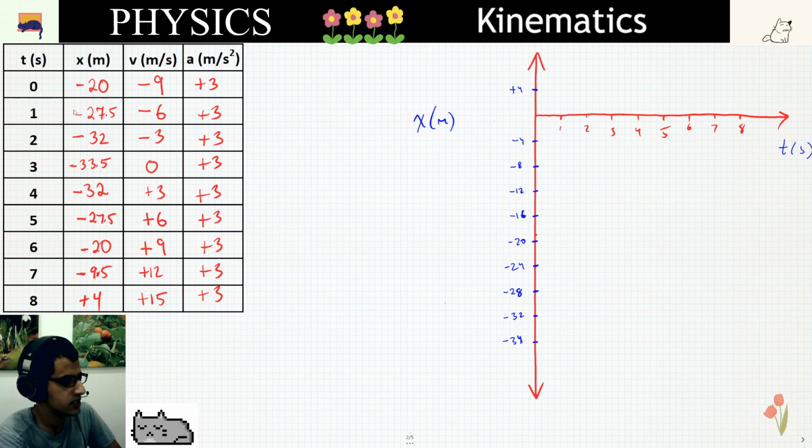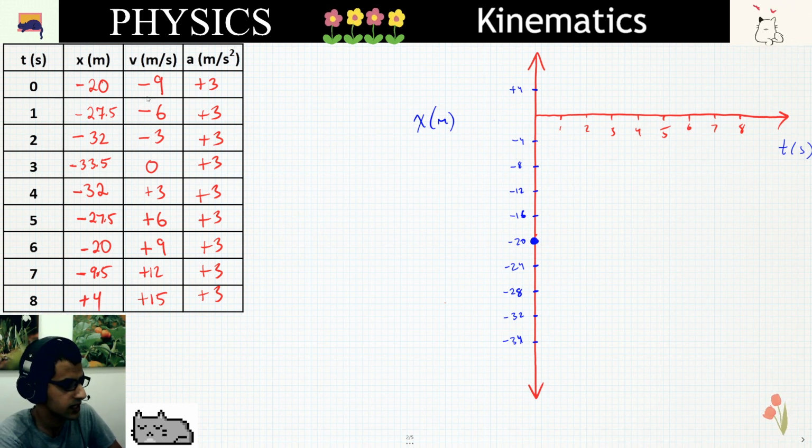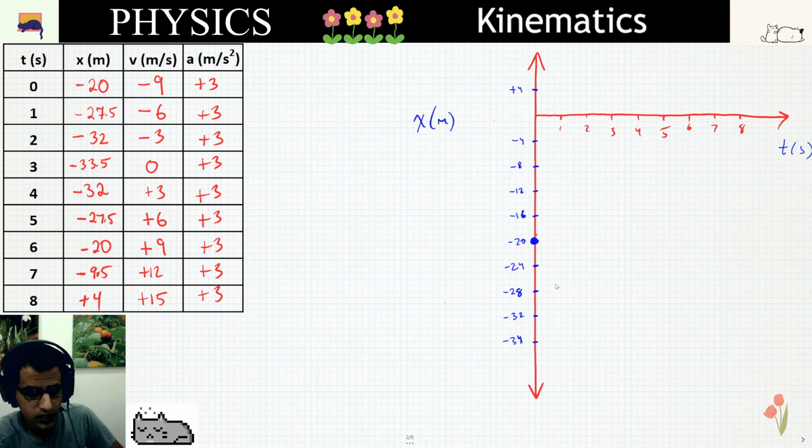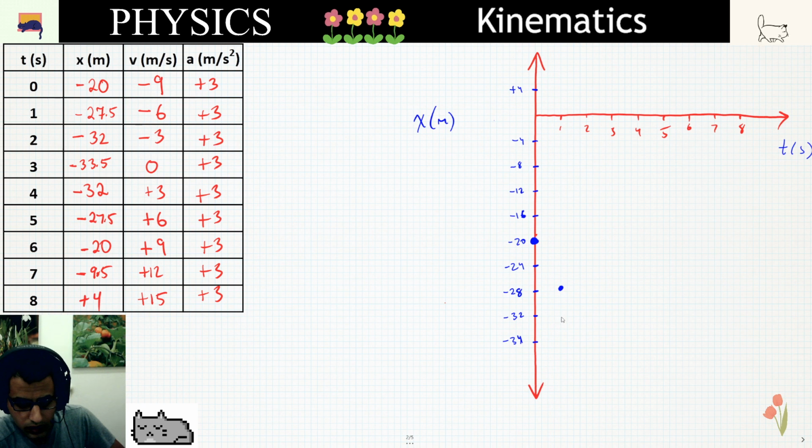At 0 seconds, our position is -20 meters. So 0 seconds, -20. Here's my first data point. At 1 second, we're at -27.5. So the car starts going in the negative direction because it has a negative velocity. But very quickly, it'll start then moving in the positive direction. So it goes from -20 to -27.5, which is somewhere over here. And then at 2 seconds, it will be at -32. So I move over 1, 2, 3, 4, and it will be at -32.